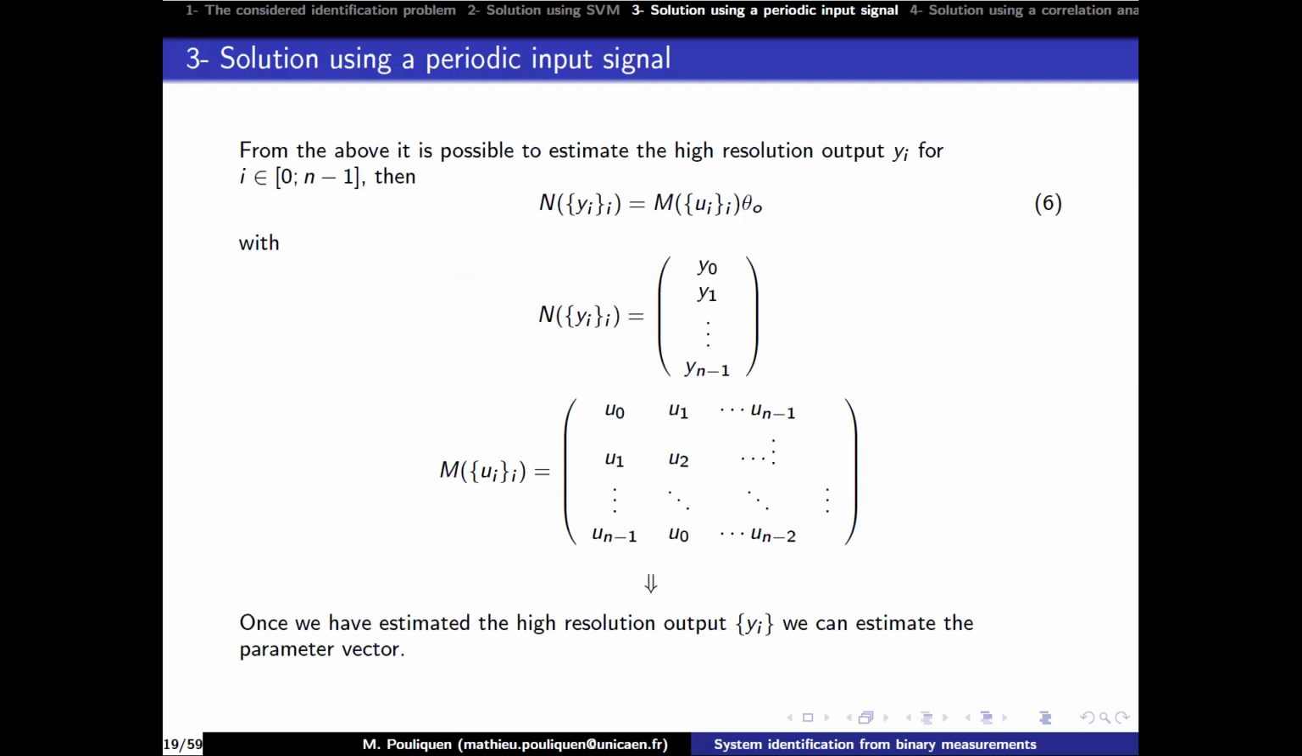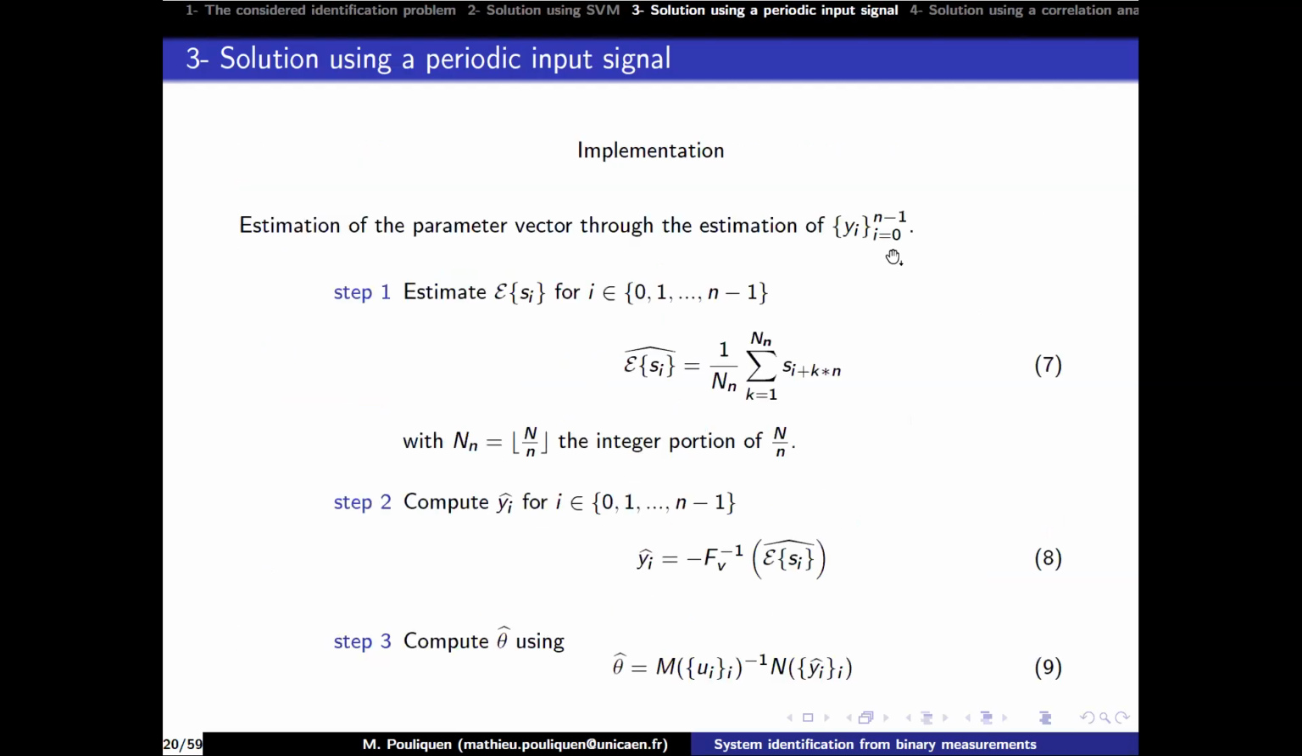Well, once you have estimated the real output at each time of the period, it's not difficult to extract the parameter vector. You just obtain it if you know the output. The matrix M, you know the input, so it's not difficult to obtain theta 0.